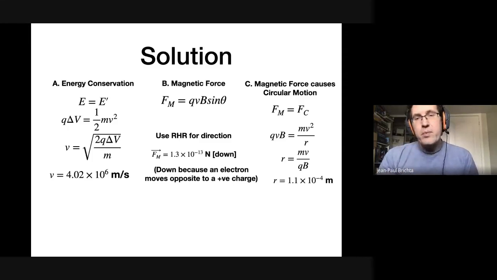In this case, we'll get 1.1 times 10 to the negative 4 meters for the radius. So that's about a tenth of a millimeter. Quite a small radius indeed. I mean, it's an electron, right? You wouldn't be able to see it with your eye anyway.